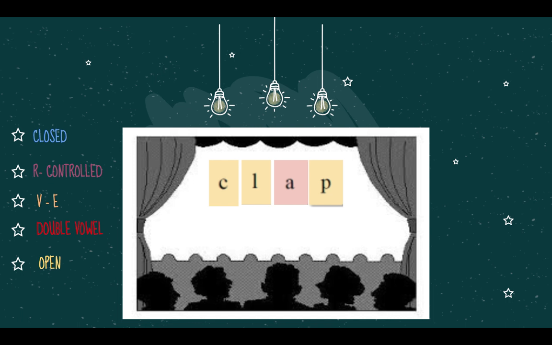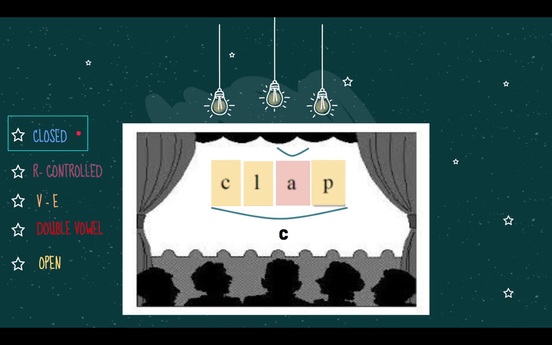Great job! This is the word clap. It has one vowel, and that vowel is a short vowel sound. Write the word clap on your paper. As you write it, notice the sound the vowel makes, what kind of letter is at the end, and mark that syllable type.